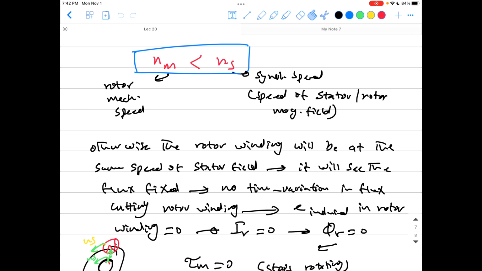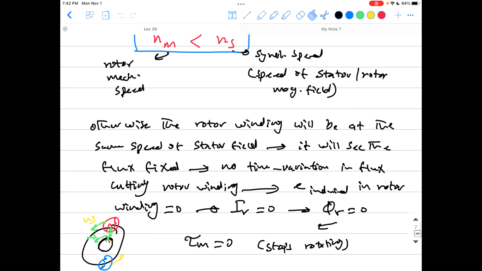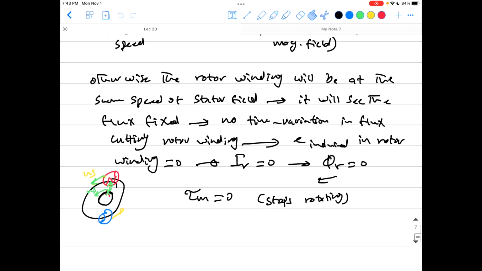Okay, there has to be some sort of relative speed between them in order for the rotor winding to see a change in the magnetic field, and this is the source of the induced voltage in the rotor winding. If this is not happening, that means there will not be time variation in the magnetic field seen by the rotor winding, and that means the induced voltage on them will be 0, and this means no current, no magnetic field from the rotor, so you don't have any other component of flux, so no torque, and the machine stops rotating.